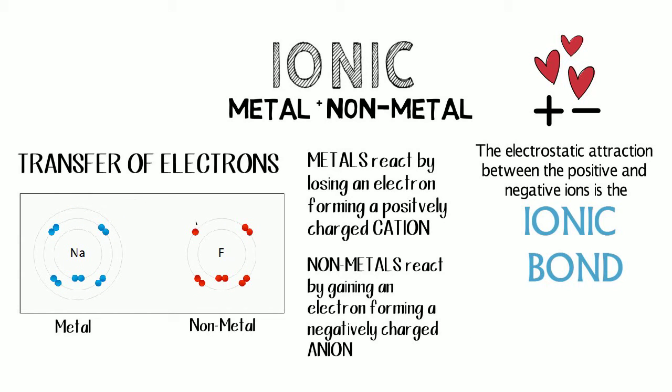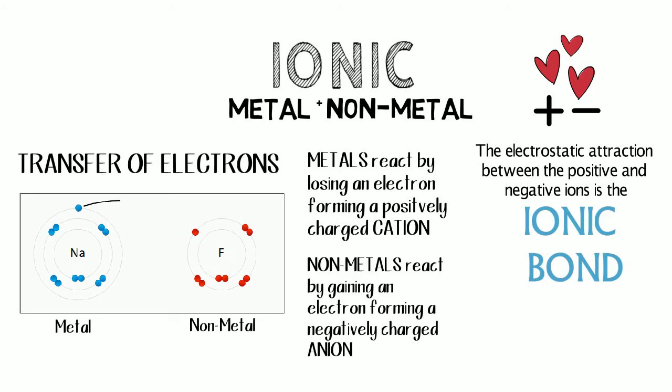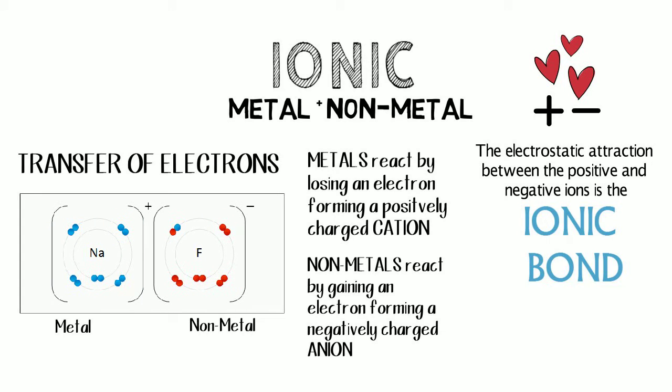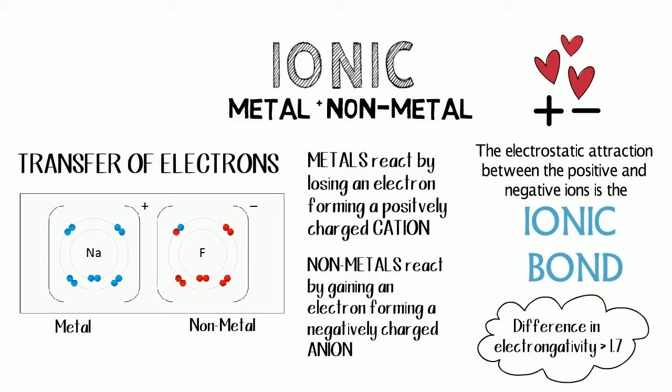If you want to think of it in terms of electronegativity, fluorine is a lot more electronegative than sodium, so it's much stronger in attracting electrons. So it will take the electron from sodium, forming oppositely charged ions, hence the ionic bond. The electronegativity difference should be higher than 1.7 in order to form the ionic bond.